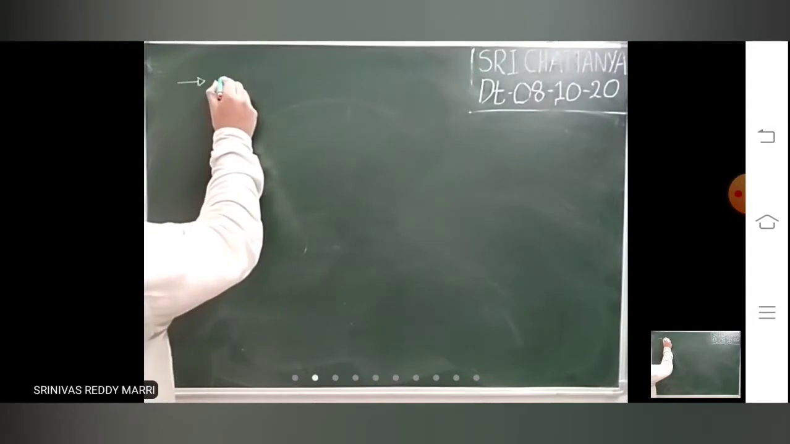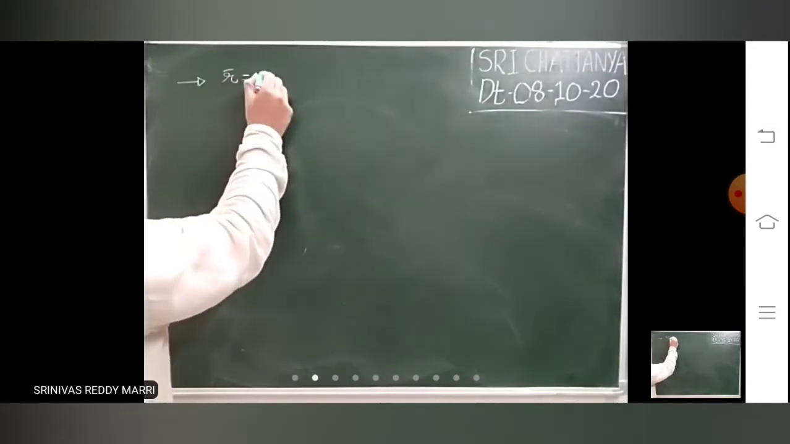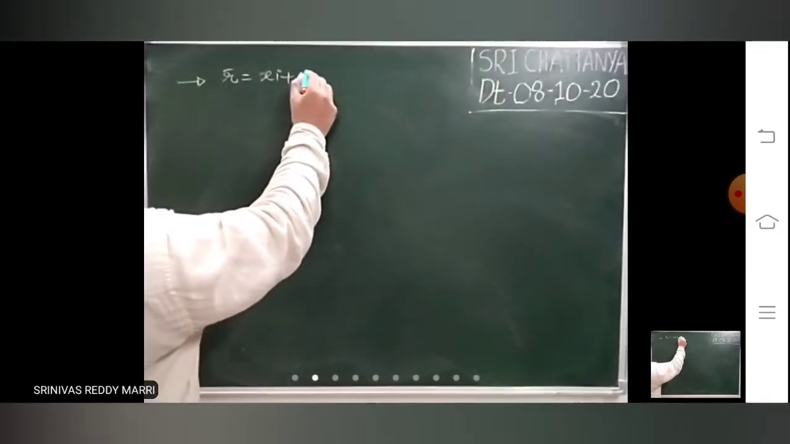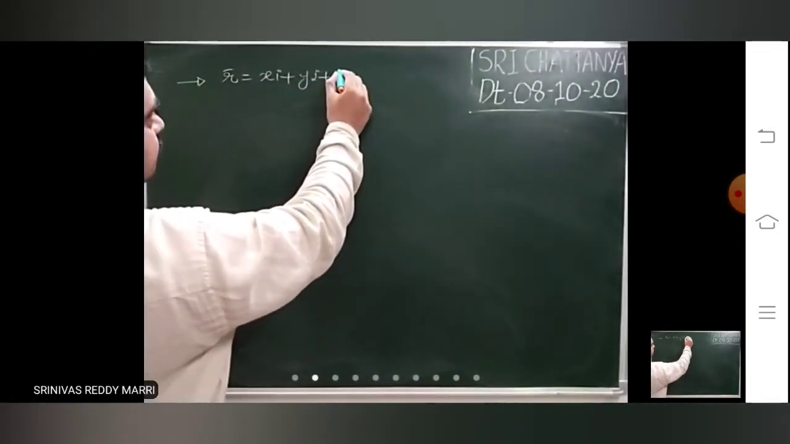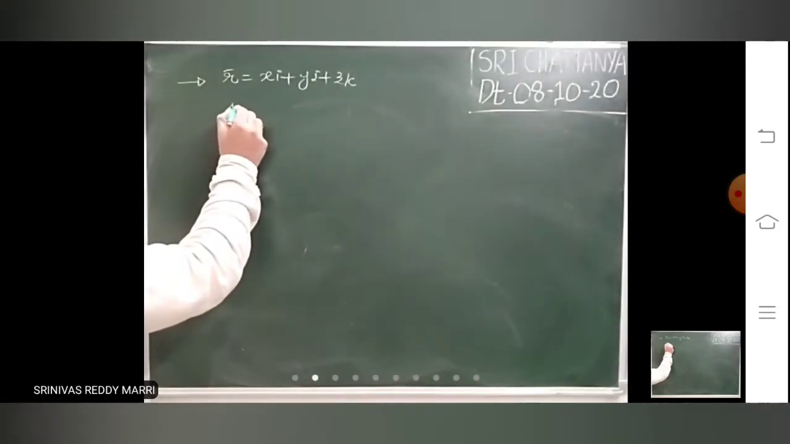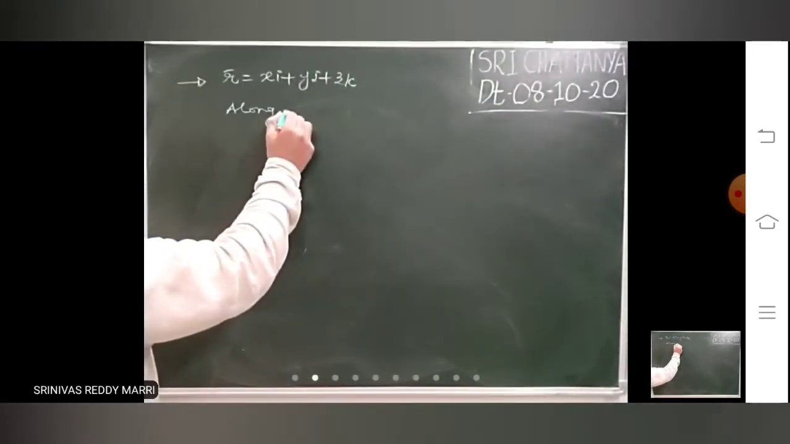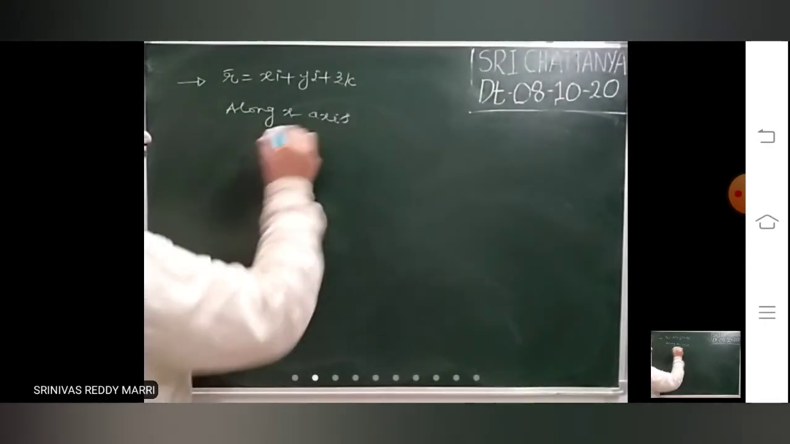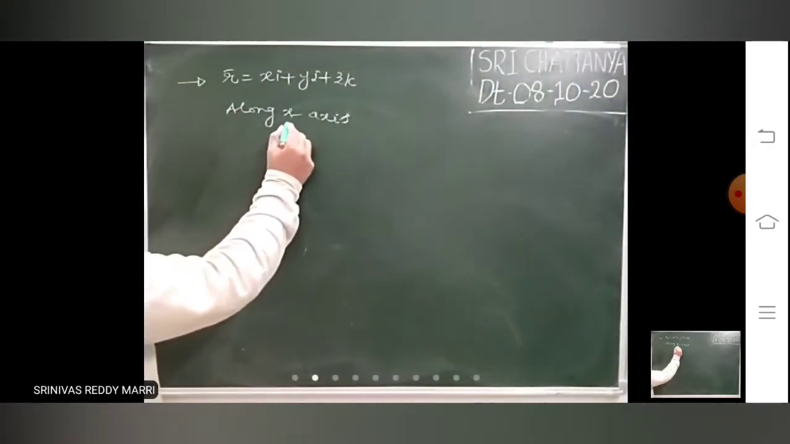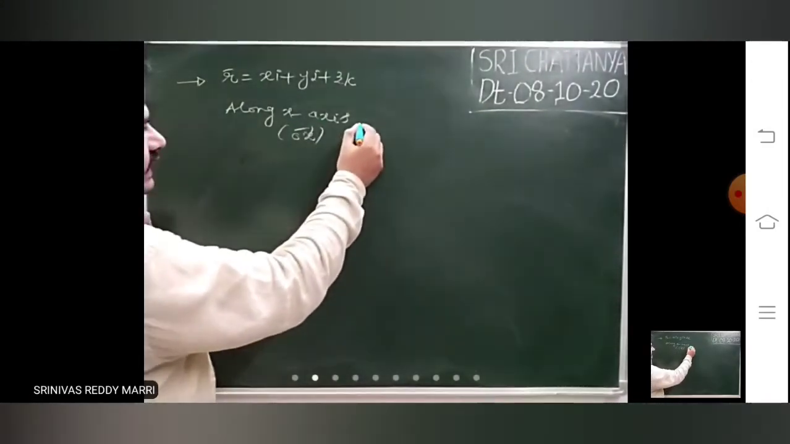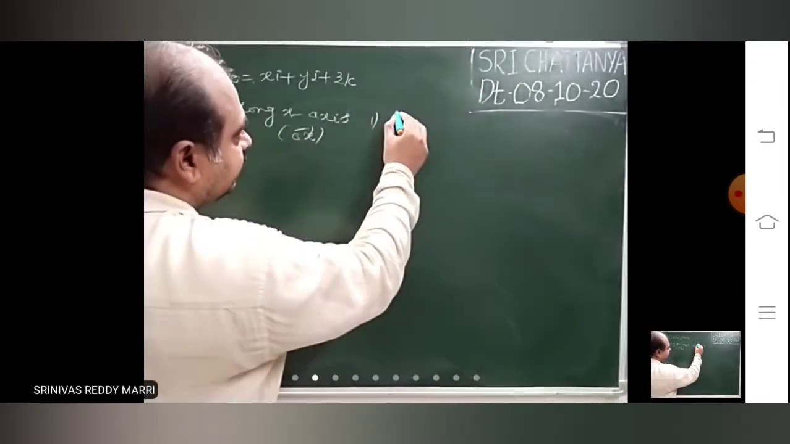So look at next. Suppose there is a vector r bar. Look at along x-axis. Along x-axis, that means OX bar.